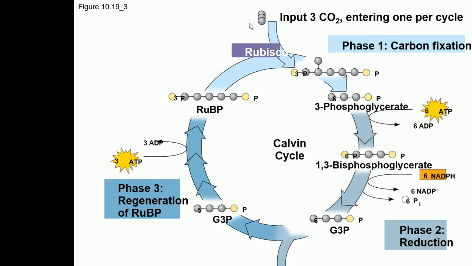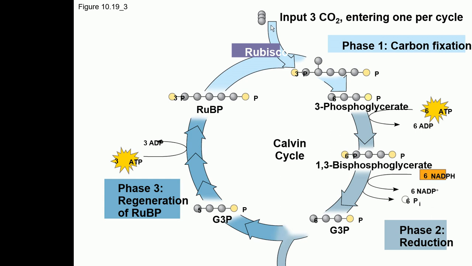But this cycle operates 3 times to produce 1 molecule of sugar, and the sugar is glyceraldehyde 3-phosphate, which is an intermediate metabolite in cellular respiration also. So this cycle has to operate 3 times to produce 1 molecule of glyceraldehyde 3-phosphate. So 3 molecules of RuBP combine with 3 molecules of carbon dioxide.